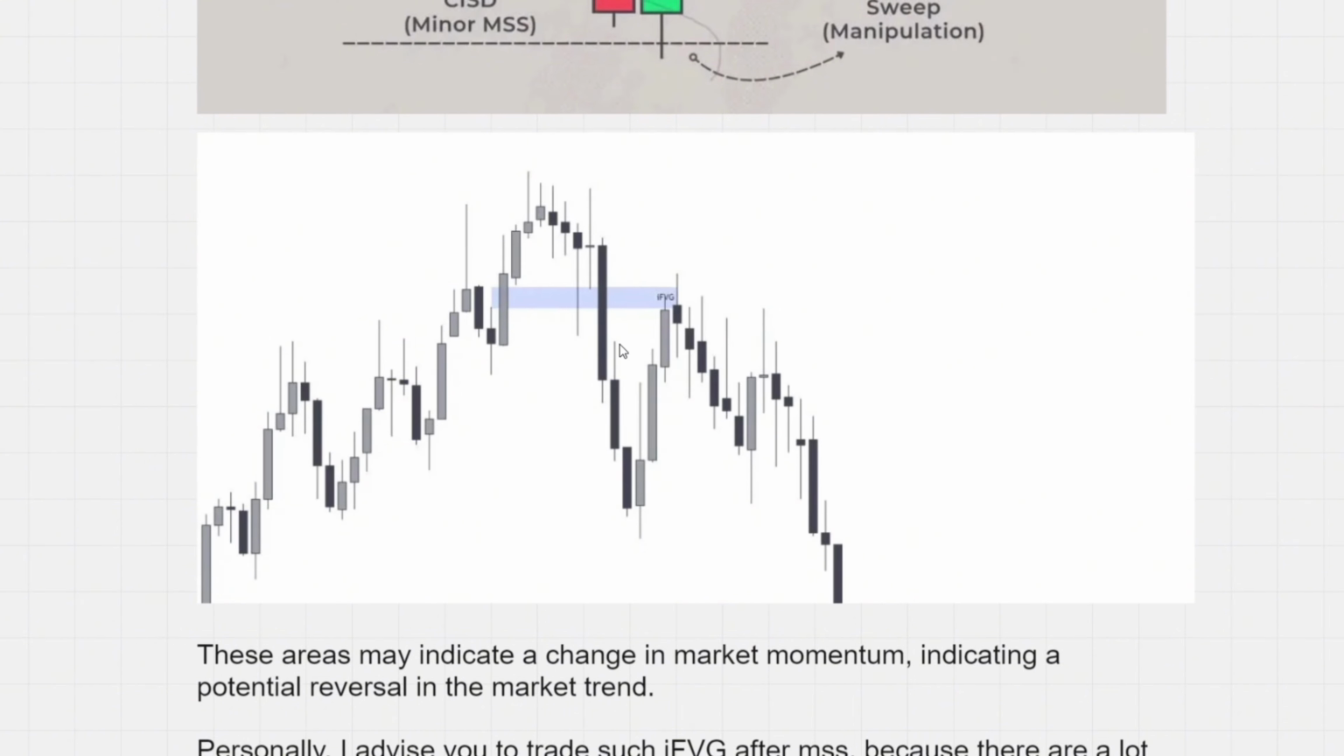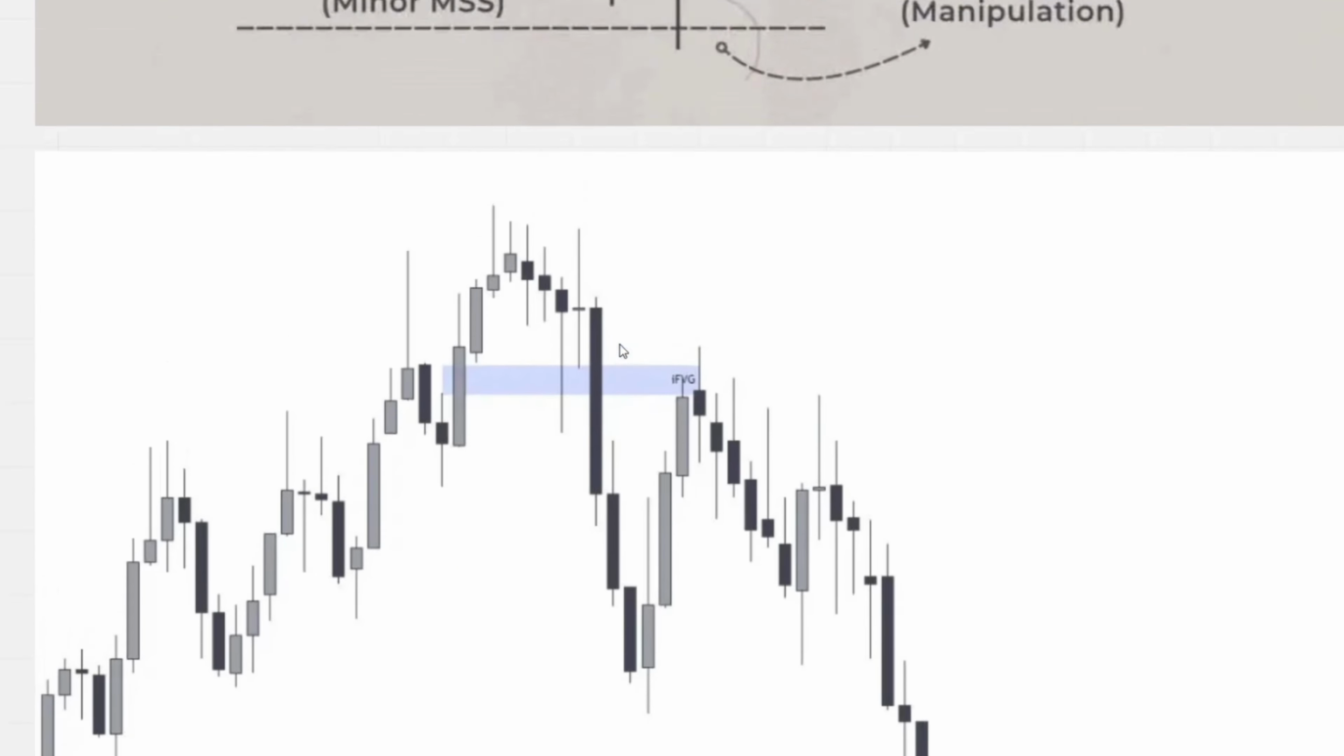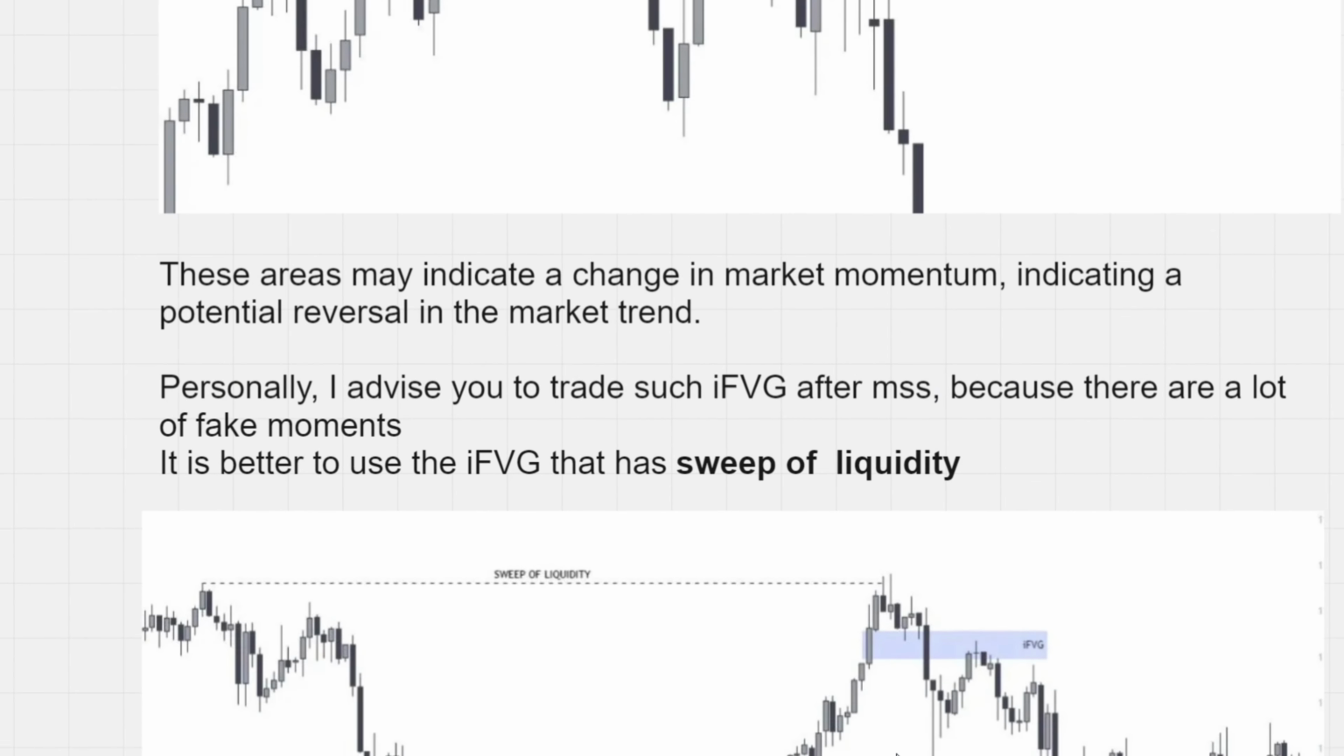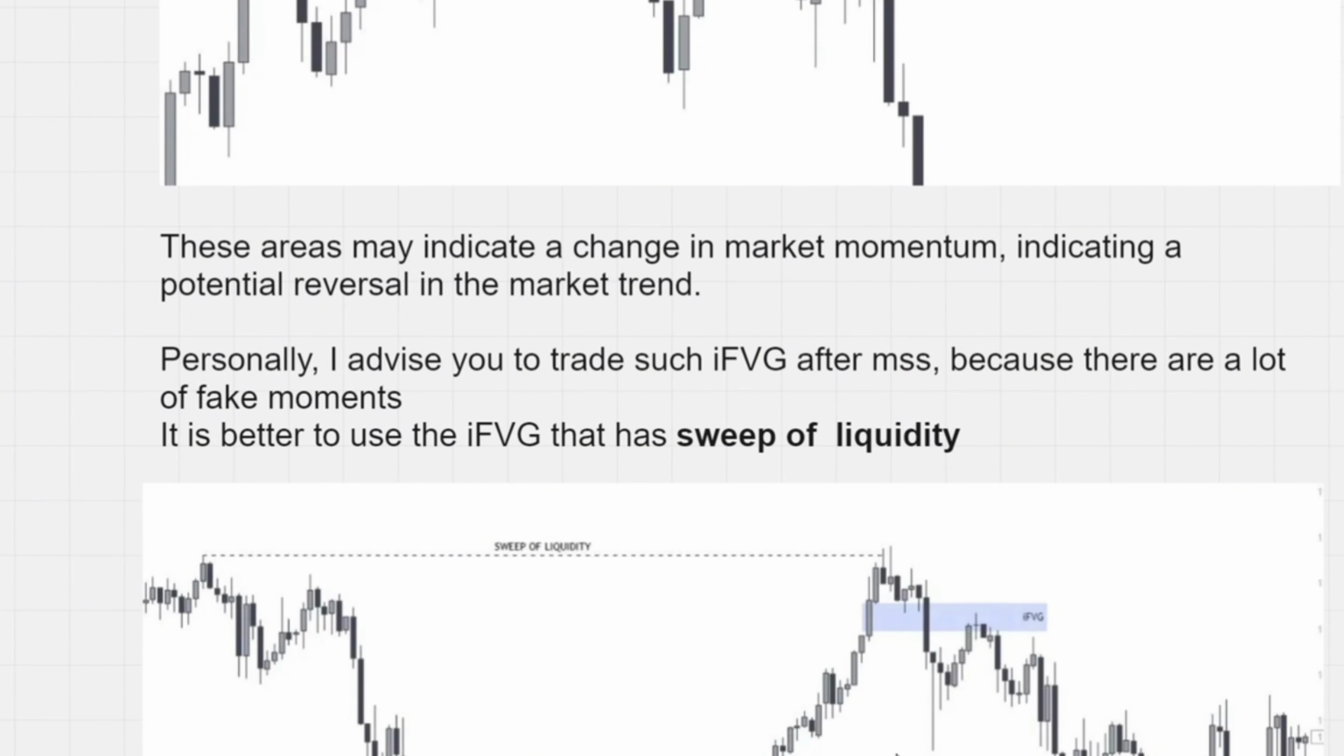Let's pay attention to this example. As you can see, a bullish Fair Value Gap was formed. After a while, the price broke through this gap and it became inverted. And we use this level as a short position to enter. Price pulled back to this zone and continued to move down. Logically, these areas may indicate a change in market movement, indicating a potential reversal in the market trend.